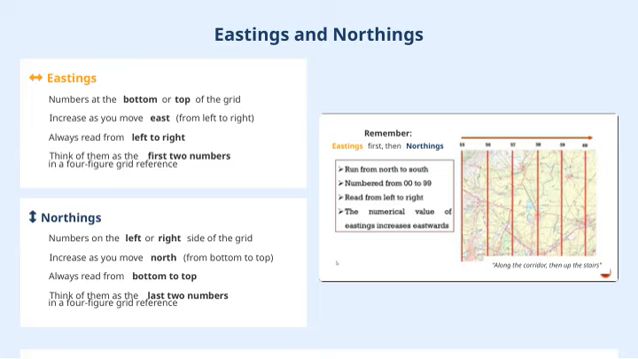Now, moving on to Northings. These are the numbers you see on the left or right side of the grid. They increase as you go north, which is from bottom to top. Again, always read from bottom to top. Think of Northings as the last 2 numbers in your grid reference. Remember, the key thing is to always read Eastings first, then Northings. It's like saying, along the corridor, then up the stairs. Now, as an activity, I want you to point out where you'd find the Eastings and Northings on a map. This will help you get familiar with how these grid references work in real map reading.